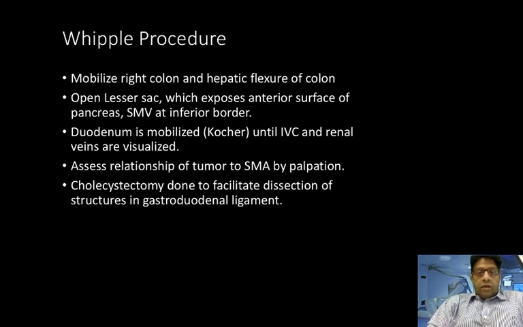Mobilization of the right colon and hepatic flexures of the colon. We then open the lesser sac, which exposes the anterior surface of the pancreas as well as the SMV at the inferior border. The duodenum is mobilized, cauterization of the duodenum until the IVC and renal veins are visualized. Assess the relationship of the tumor to the SMA by palpation. And then cholecystectomy is done to facilitate dissection of the structures in the gastroduodenal ligament.